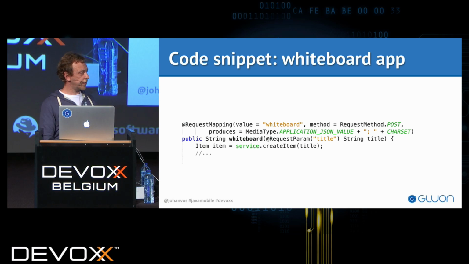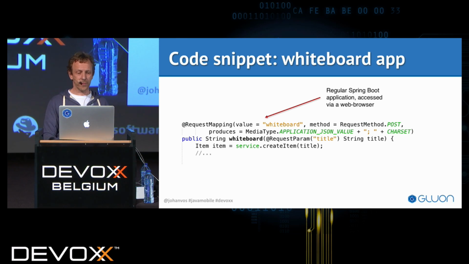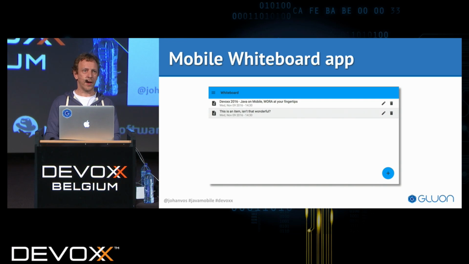So the code snippet that handles the creation of new items is shown here. This is a regular Spring Boot application that can be accessed by a web browser, and as you can see, we pass one parameter, title, and we then call service.createItem with title, and service is our extremely complex backend functionality that will store this in the database. So that's easy, but that's of course web only. Now we will show how this works on mobile as well.